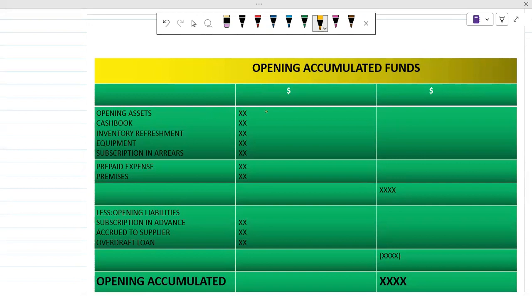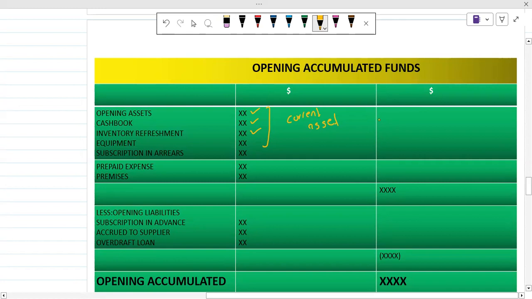Okay, so for finding the opening accumulated fund, we will have our opening assets amount: cash book and inventory refreshment. All these are basically our current assets. We know that. Okay. So basically, these are assets, and we just read the formula above. If we want to find the accumulated fund, what we will have to do is basically accumulated funds is equal to assets minus liabilities.